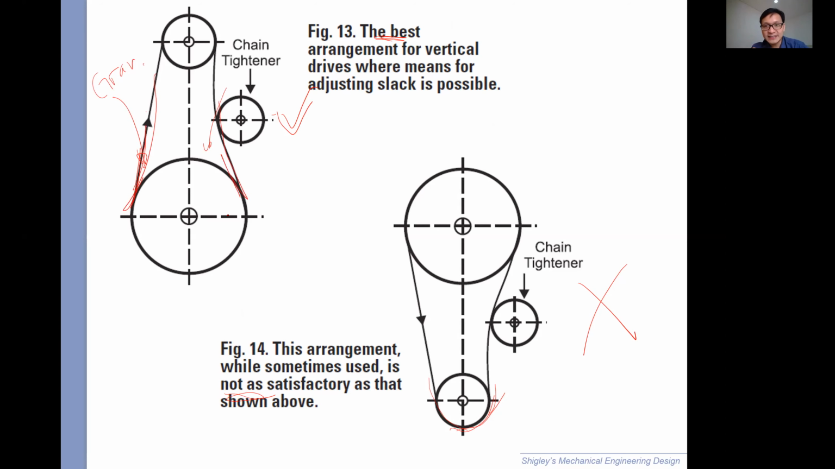Tapi kalau sprocket kecil yang di bawah, gravity-nya bakal memisahkan rantainya dari sprocketnya, ya kan? So this is better. This is not desirable, but if you have to, you can put chain tightener there.